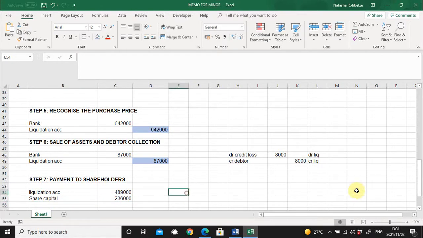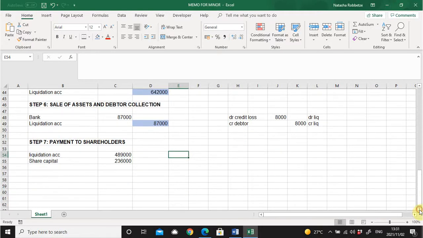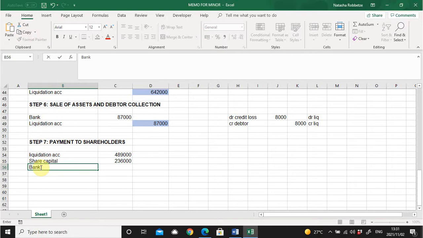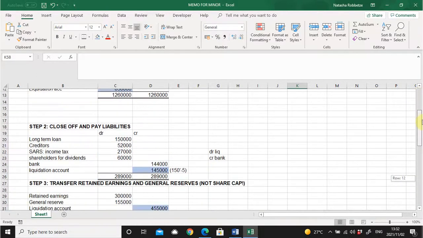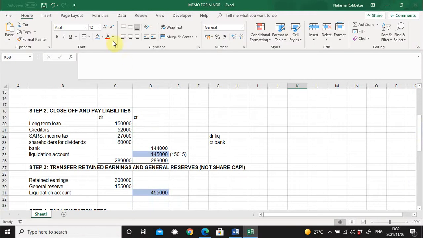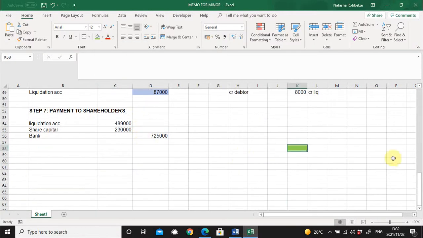Then I need to close off my share capital account, and the share capital was a total of 236,000. This is simply read from the statement of financial position. And then I need to close off my bank account. And of course, in this instance, you can treat the bank as a balancing figure, but we can also cross-check the bank. So suppose that we had bank entries here. Let's put them in another color. So let's highlight them in green, right?